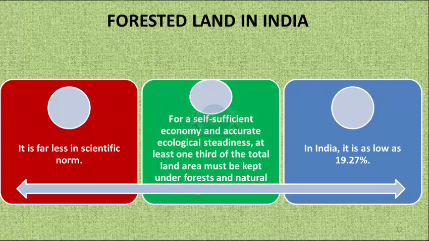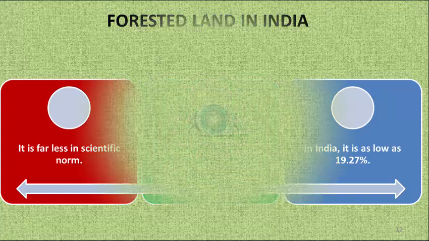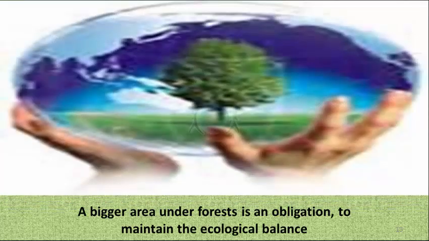Photographic proof obtained from the satellites has confirmed that only about 46 million hectares have come under real forest. This is as against the estimated 63 million hectares according to the figures of the land use pattern. Therefore, a bigger area under forest is an obligation, to maintain ecological balance and for the absorption of carbon dioxide, so that the greenhouse effect is minimized.